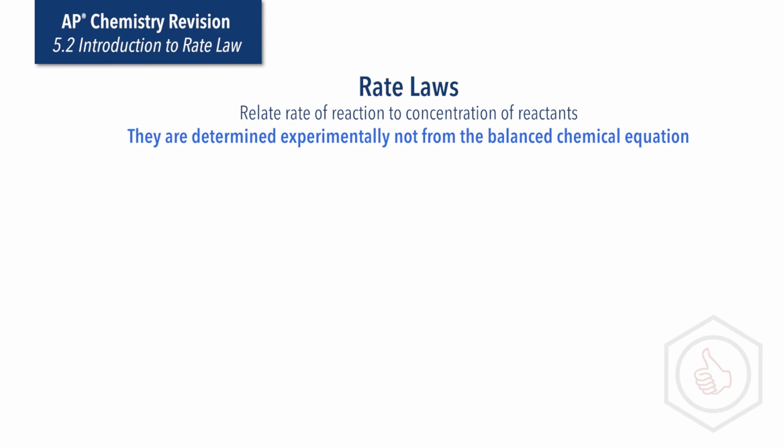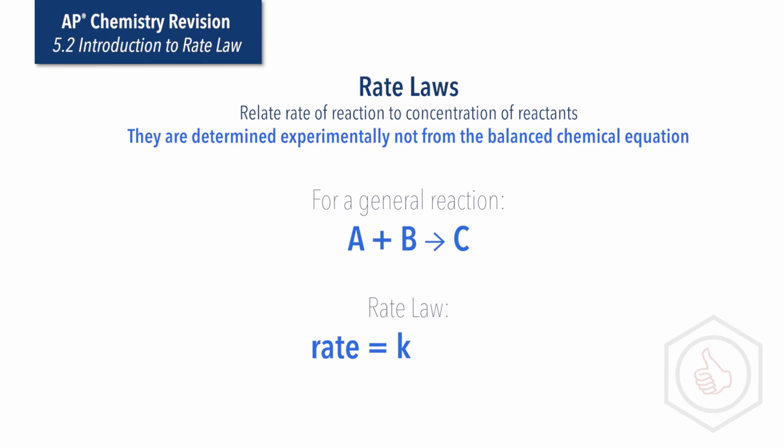So, for a general reaction such as A plus B going to form C, the rate law would be: rate equals rate constant k multiplied by the concentration of A raised to the order of reaction with respect to A, m, multiplied by the concentration of B raised to the order of reaction with respect to B, n. And the overall order of the reaction equals m plus n.